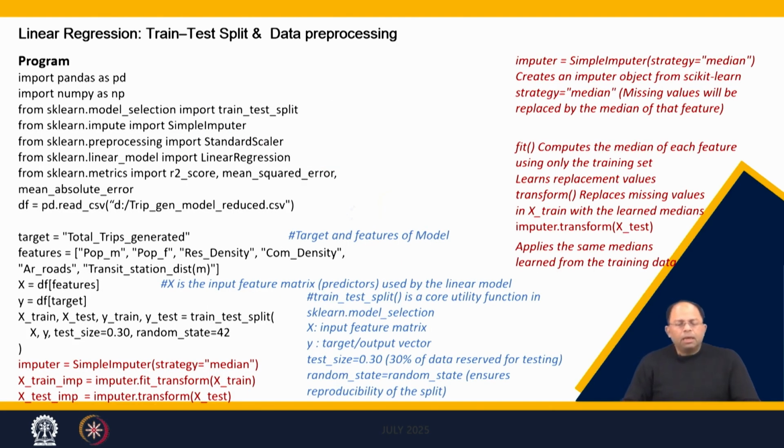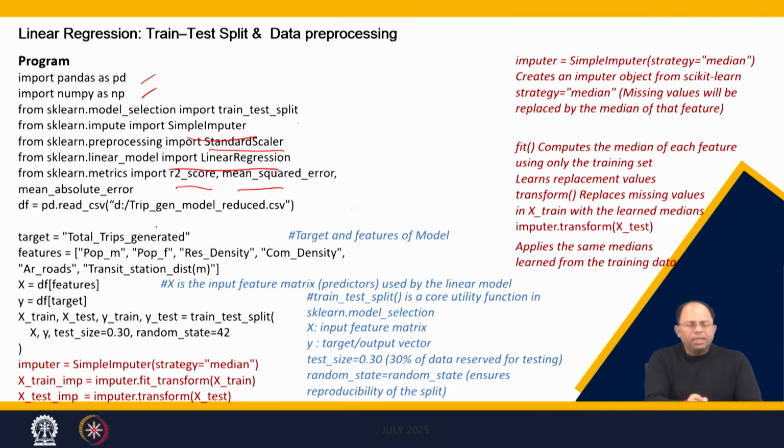Now coming to the example in Python, we are importing pandas as pd, numpy as np, and then linear regression from sklearn, but along with that we are also importing train test split, then the simple imputer, then the standard scaler, and then the different metrics, which are the R-squared score, mean squared error, and mean absolute error. So these are the metrics that we are using: mean squared error, root mean square error, R-square value, and the MAE value.